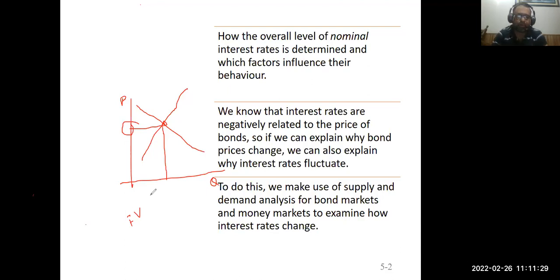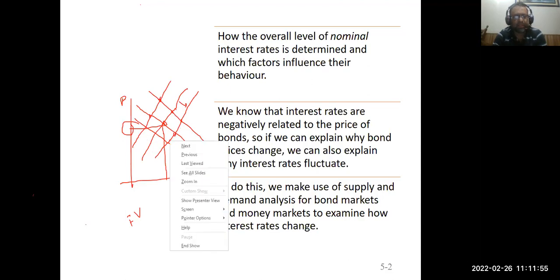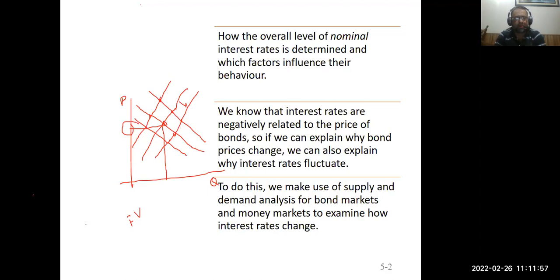And you somehow know what will bring this demand up, what will bring this demand down, what will bring this supply up, what will bring this supply down. So you can also find out what the new equilibrium price will be. So it all depends on how the demand and supply of the bonds are changing, and how these changes in supply and demand of the bond are going to affect the equilibrium price level of the market.